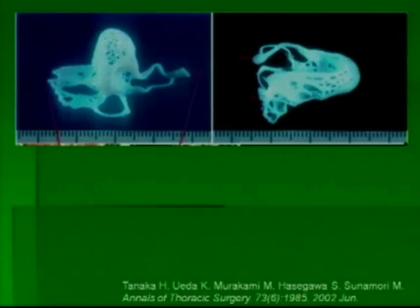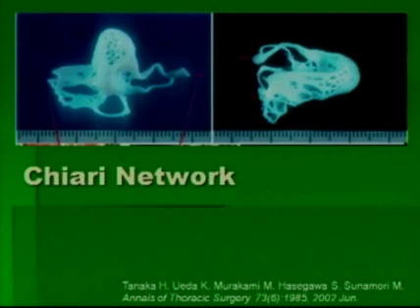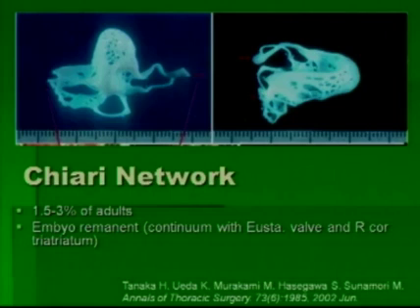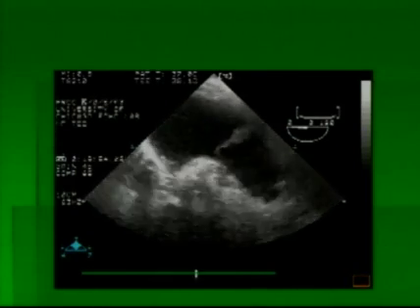This is an interesting example of a Chiari network. It has a basket-like appearance, which is fairly unusual. Normally they look like just thin rope-like structures. But Chiari networks have been reported in 1.5 to 3% of adults. They have been described as an embryologic remnant in a continuum with eustachian valves and cor triatriatum dexter. They can be a site of thrombosis. You can imagine that a thrombus can form within this basket and then go somewhere afterwards.